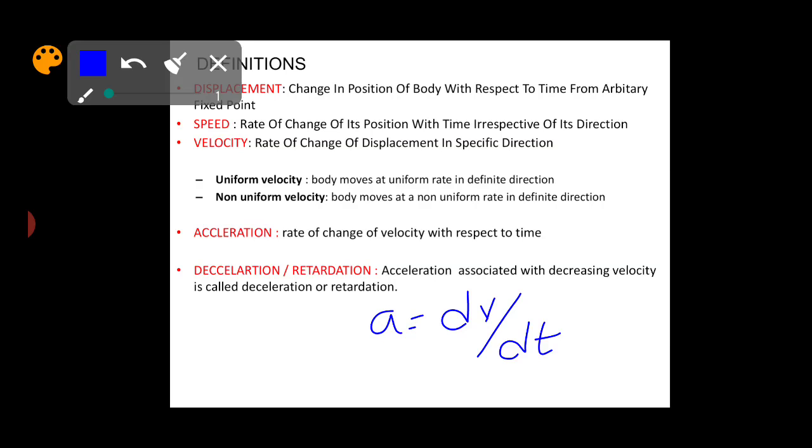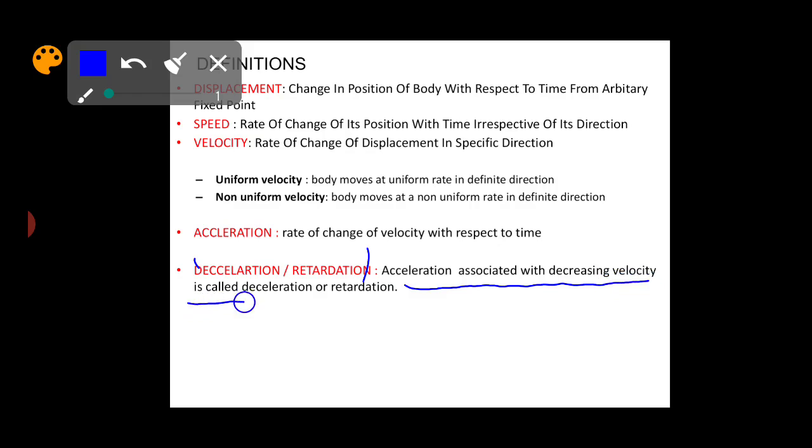Moving on to the next, deceleration or retardation. Acceleration associated with decreasing velocity is termed as deceleration or retardation. It is a negative value of acceleration. Hope you have no doubts up till here.